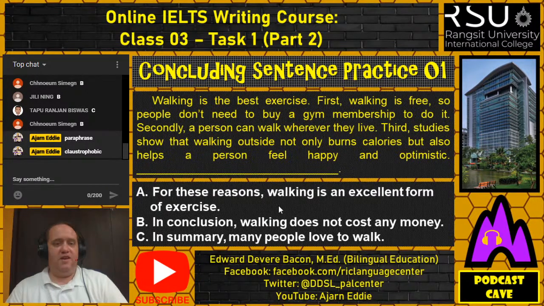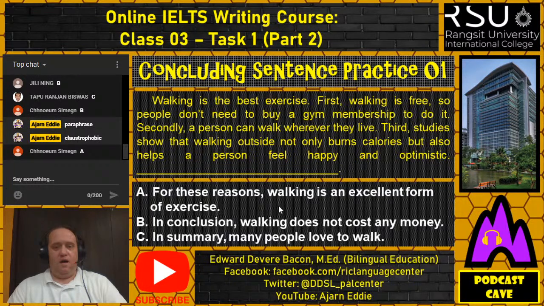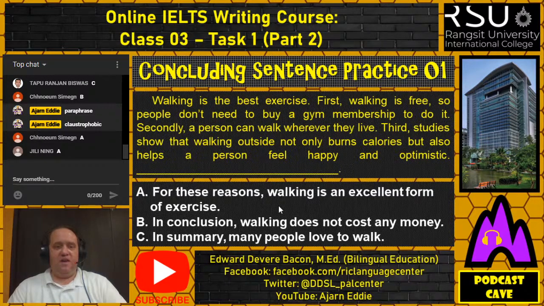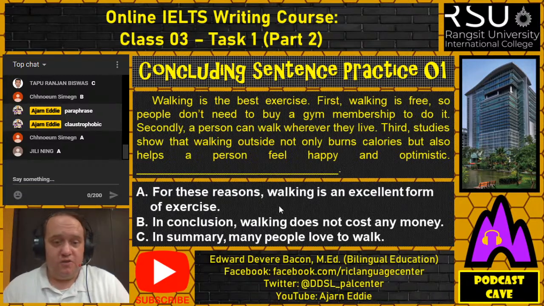Okay, and then C: In summary, many people love to walk. Okay. So Ming and Edison, they both say A. I'm thinking A too, because you look at "in summary, many people love to walk."